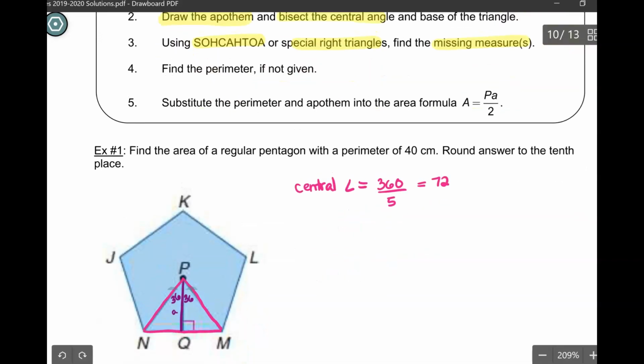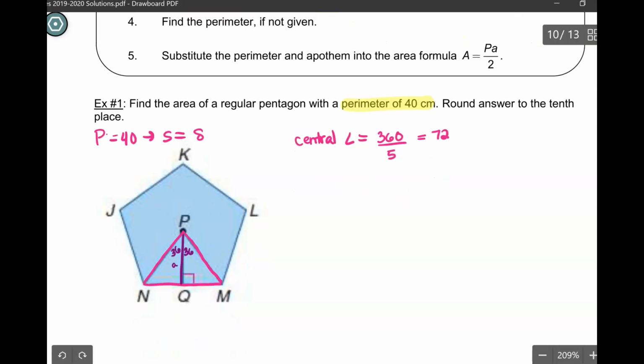So, we have to use what is given to us since nothing else is labeled so far, right? We only have 36 degrees and a right triangle inside. So we need to use the fact that it has a perimeter of 40 centimeters. If the perimeter is 40, what is each side length? Well, it's a pentagon, right? So divide by 5, so each side has to be 8. So all of these sides are 8.